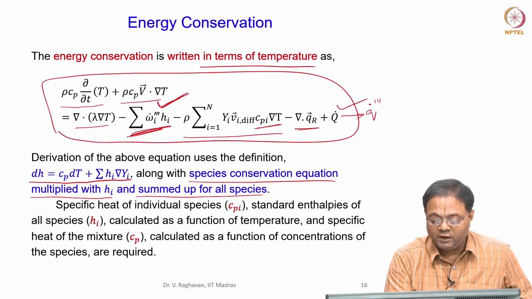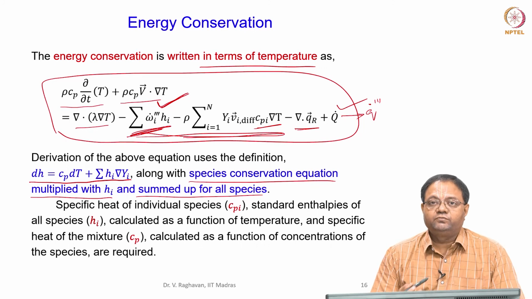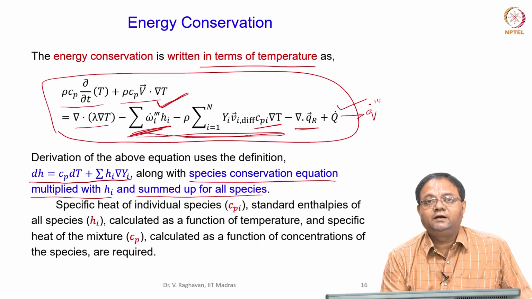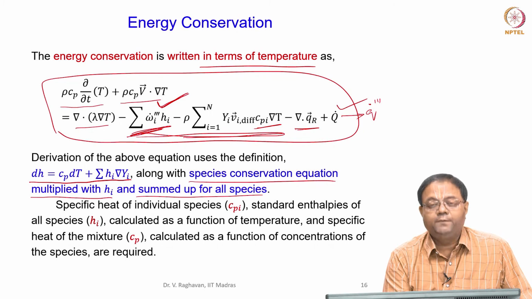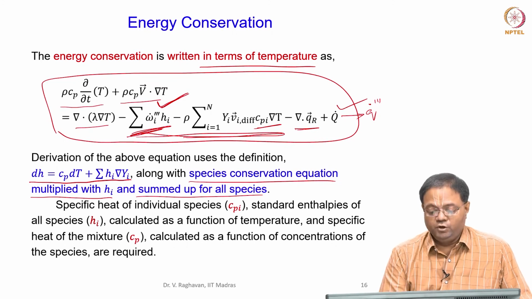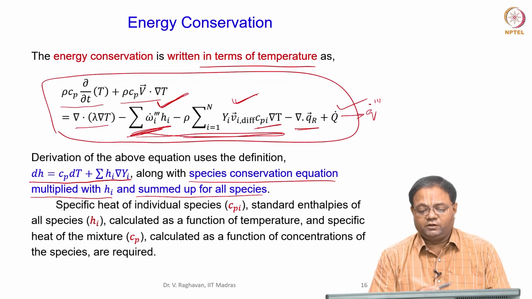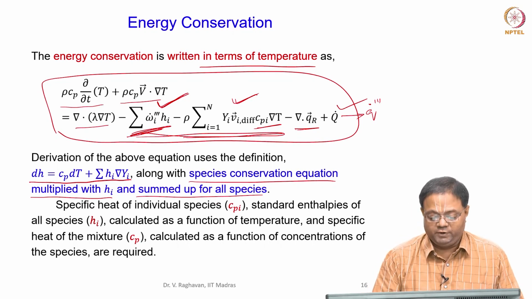These two are the terms which are important for reactive flows: the energy transport due to diffusion of species, and similarly the energy generated due to the volumetric reactions of each species. These two terms are important for reactive flows. Other terms you can see in general heat transfer applications.